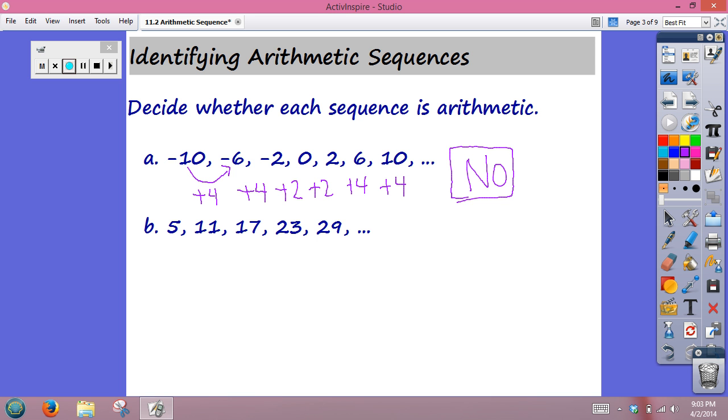In the next example, 5 to 11, we have plus 6, plus 6, plus 6, plus 6. Yes, the constant never changes in this sequence, so it is in fact arithmetic.